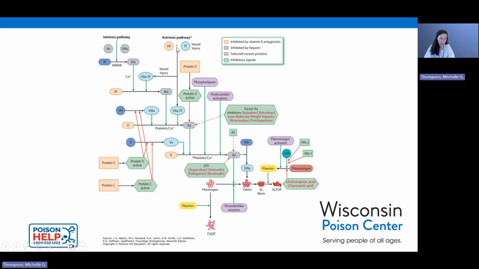a series of activation of clotting factors, ultimately culminating into the common pathway, which takes factor 10 to activated factor 10, moving factor 2 to its activated form, thrombin. Thrombin then takes fibrinogen to fibrin, leading to cross-linking and polymerization in a fibrin clot.